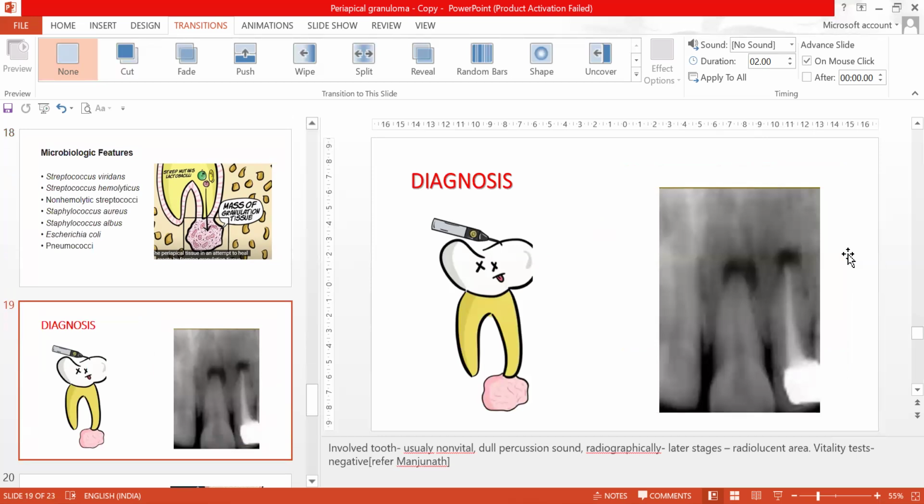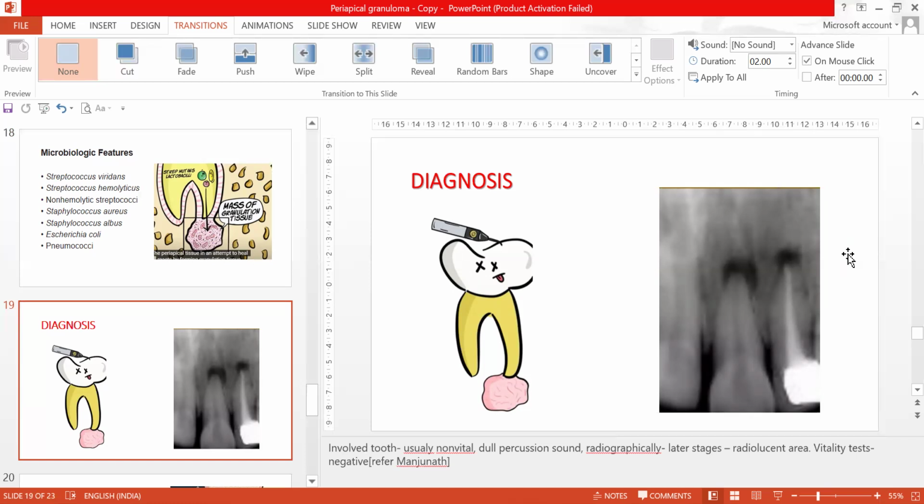So how do you diagnose a periapical granuloma? The involved tooth is usually non-vital and may be slightly tender on percussion. The percussion, as pointed out before, may produce a dull sound instead of a normal metallic sound because of the presence of granulation tissue around the root apex.